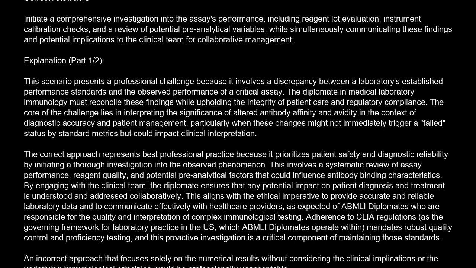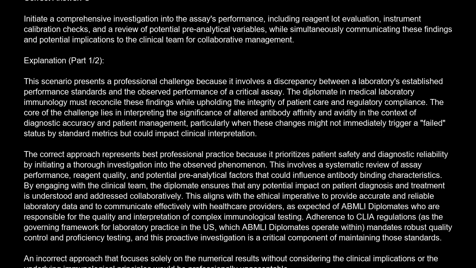The core of the challenge lies in interpreting the significance of altered antibody affinity and avidity in the context of diagnostic accuracy and patient management, particularly when these changes might not immediately trigger a failed status by standard metrics, but could impact clinical interpretation. The correct approach represents best professional practice because it prioritizes patient safety and diagnostic reliability by initiating a thorough investigation into the observed phenomenon. This involves a systematic review of assay performance, reagent quality, and potential pre-analytical factors that could influence antibody binding characteristics.